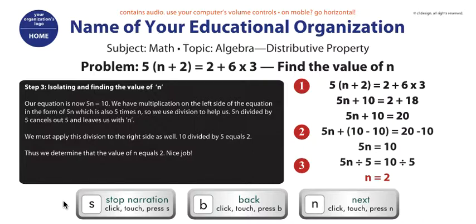Nice job! Press S like Start to hear this information again. Press N like Next to go to the introduction. Press B like Back to go back to step 2. To go home at any time, press H like Home.